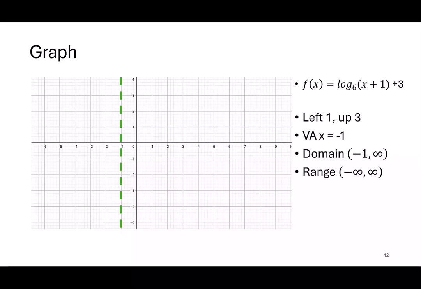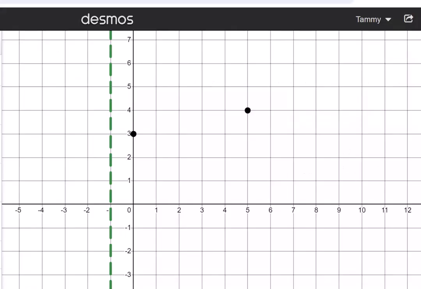If we think about the log base 6 of x, it would have an x-intercept at the point (1, 0). But now we'll move it to the left one and up 3. The log base 6 of x would also have a key point at (6, 1). Again, we'll move the point to the left one and up 3. Using these 2 points, we can draw in our curve of the function.